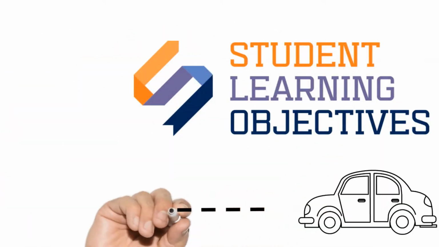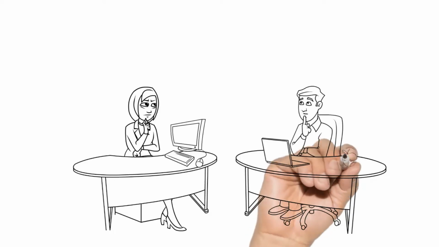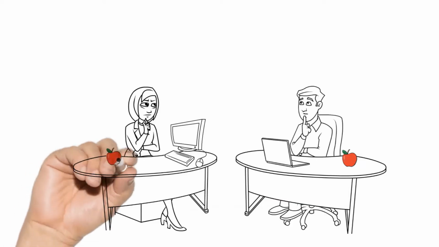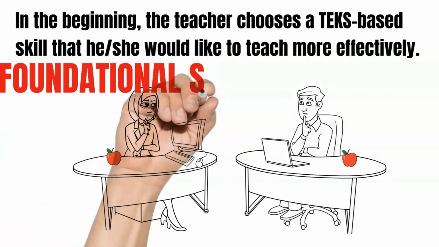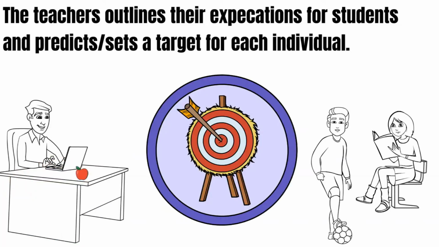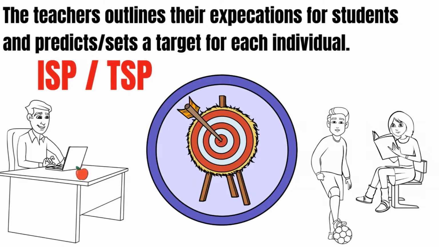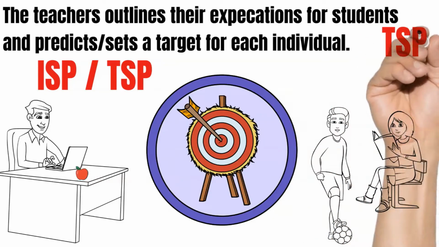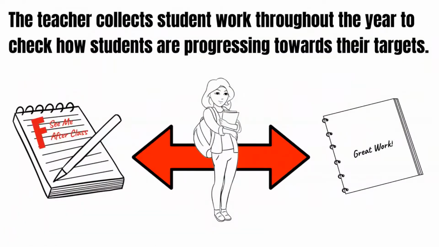Now, we will review the same 4 steps, but this time I will layer the SLO process on top of each step. As stated before, we begin with the teacher in mind. Once the teacher picks the skill that they wish to work on throughout the year, they will begin the SLO process by creating their foundational skill statement. Once the teacher writes out their foundational skill, they will outline their expectation for students. This expectation is outlined in the rubrics for the ISP and the TSP, the initial skill profile and the targeted skill profile. The teacher will create a target for each student in Eduphoria by creating the TSP milestone rating, where they rate the student well below typical through well above typical.